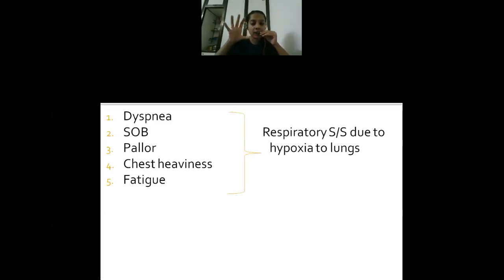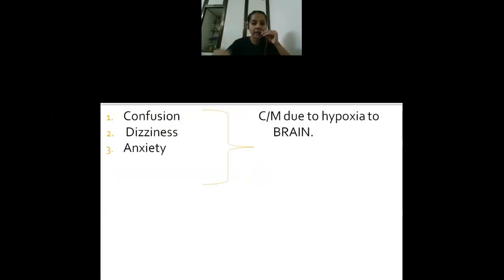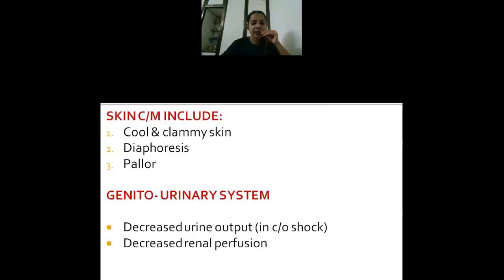Now, not only is the heart having decreased oxygenation, even the lungs will receive less blood flow and oxygen. Because of that, some symptoms are seen like dyspnea, shortness of breath, pallor, heaviness in the chest, and weakness. Next, even the brain will receive less oxygenation, isn't it? All the vital organs are receiving less oxygen. So the patient may appear confused, with dizziness or giddiness, and they will be very anxious, as if they are ending their life, a near death experience.